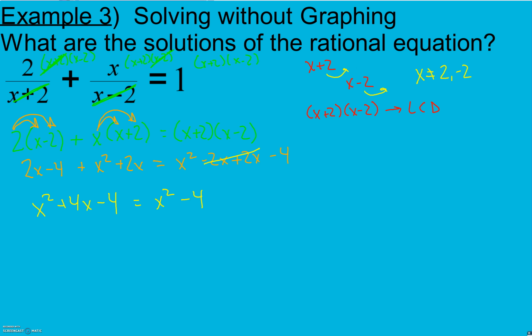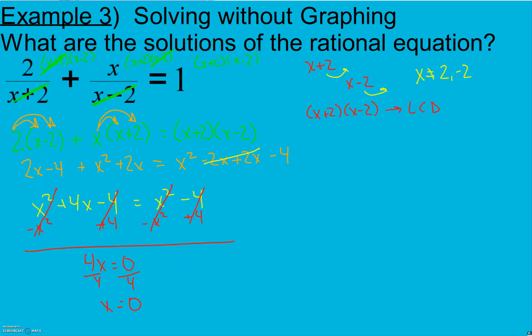Now, because it's quadratic, I'm going to try and get it set equal to 0. I also need to get all of my like terms together, and in order to do that, to move from one side to the other, I have to do the opposite. X squared minus x squared is 0. Negative 4 plus 4 is 0. I get 4x equals 0. Divide by 4. And x equals 0.